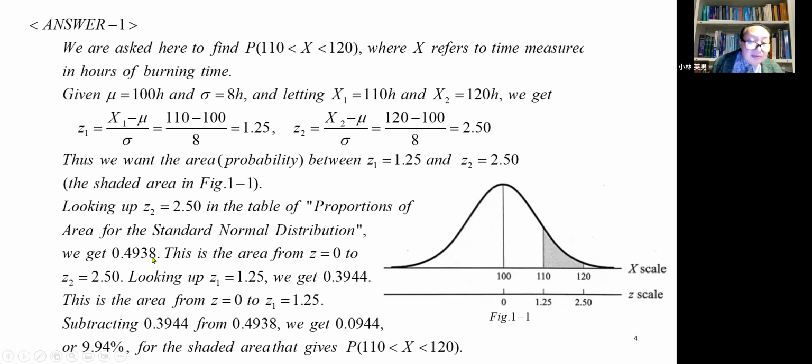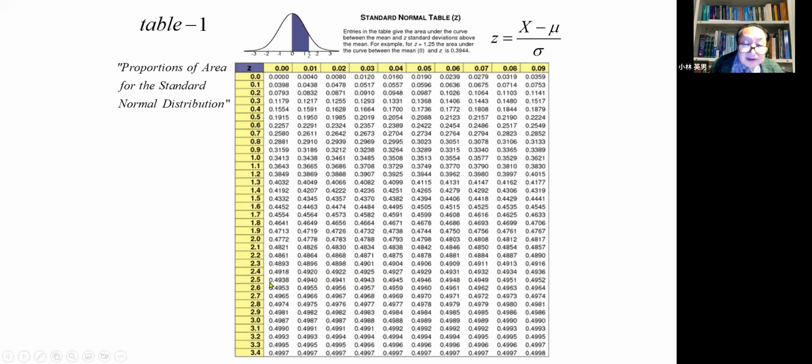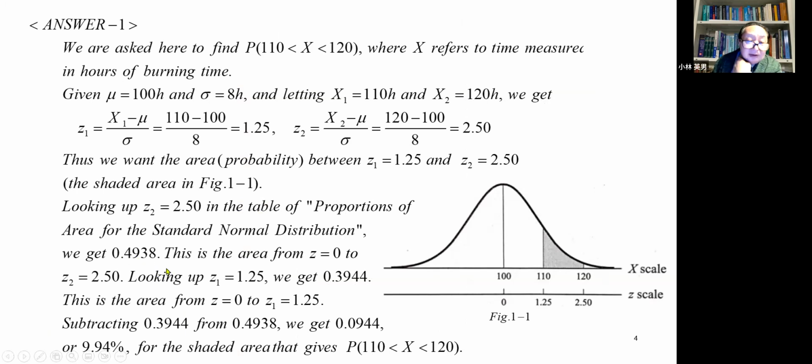We get 0.4938 for Z 2.50. Let's check it. 2.50, yes, 0.4938. It's written here. So this is the value from the table I explained. This is the area from Z equals 0 to 2.50. I'd like you to look at this figure, 0 to 2.50. But we'd like to get this shaded area. So we have to subtract this white area from this area. Then we can get this shaded area probability.